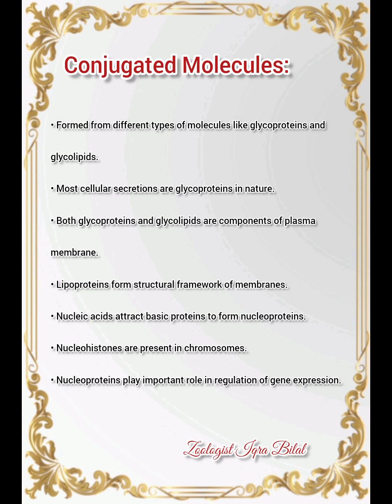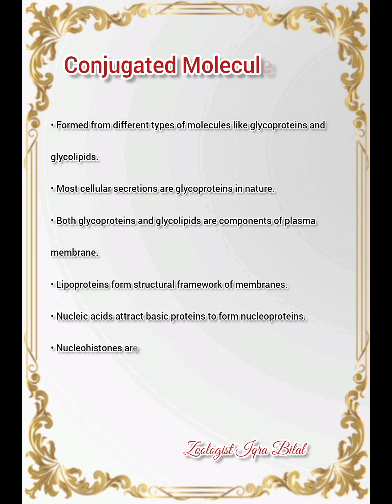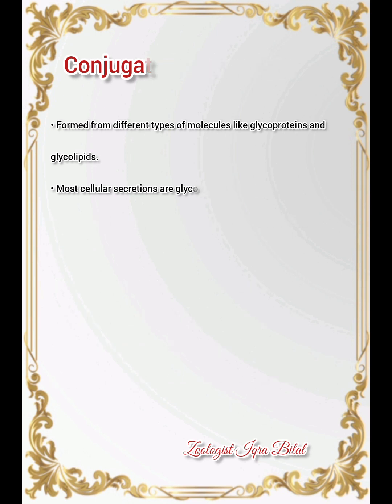Now, conjugated molecules. They are formed from different types of molecules, like glycoproteins and glycolipids. Most cellular secretions are glycoproteins in nature. Both glycoproteins and glycolipids are components of the plasma membrane. Lipoprotein forms the structural framework of membranes. Nucleic acid attracts basic protein to form nucleoprotein. Nucleohistones are present in chromosomes. Nucleoprotein plays an important role in regulation of gene expression. These are all very important facts about conjugated molecules and have already been asked in PPSC exams.